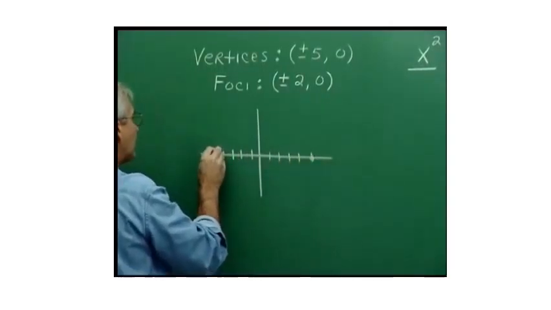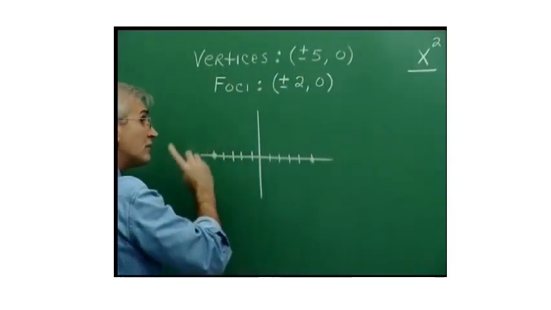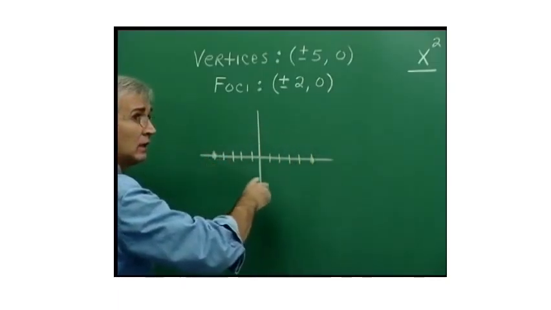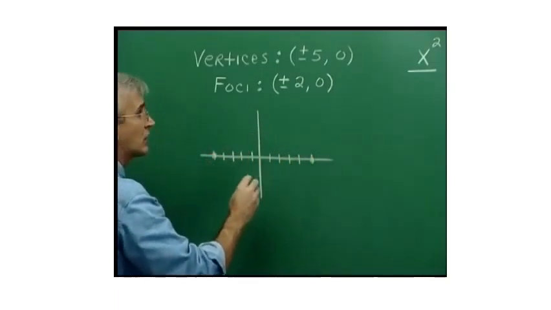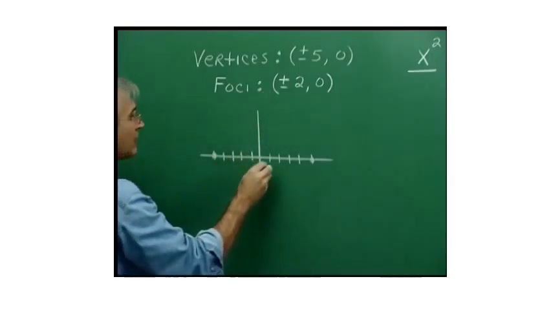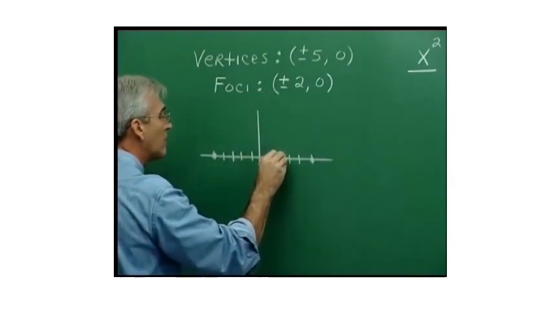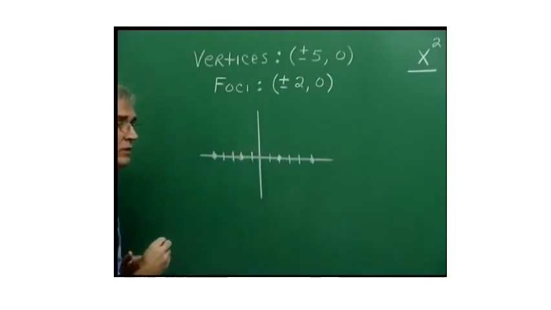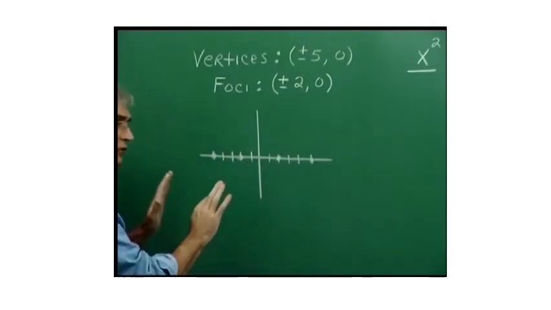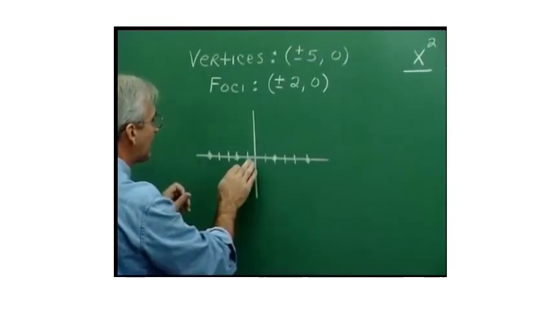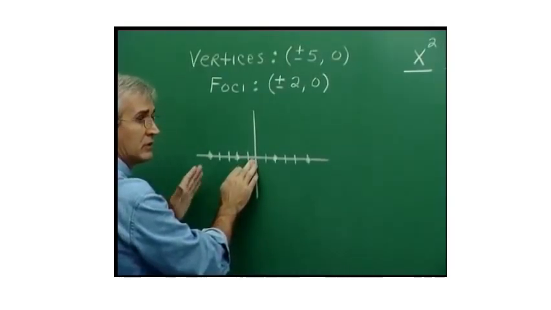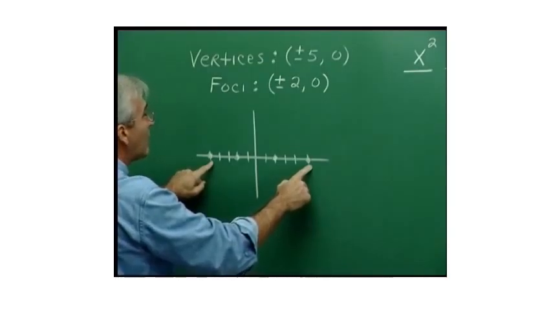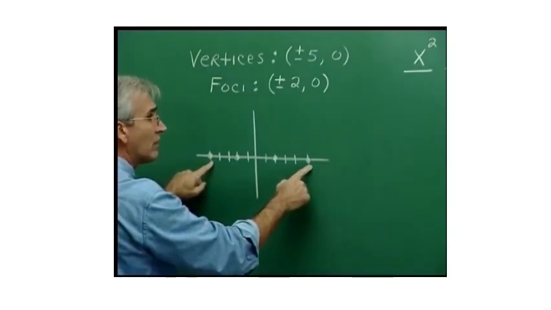(5, 0), (negative 5, 0). Now, if these are vertices, we know that we have an elongation horizontally, and that tells us something about the structure of the equation. Foci at plus or minus 2, 0. These 2 points are the focus points. Now we also know that we have a center at the origin of the coordinate plane because the center is right in between the vertex points. So away we go with the evaluation of the equation.